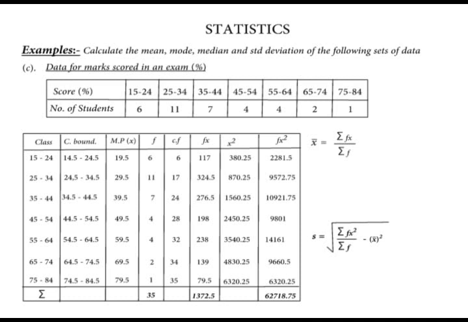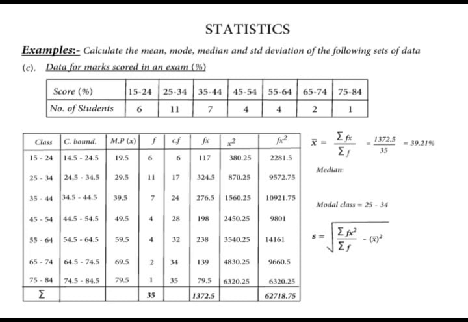So we are good. Mean is equal to summation of fx over summation of f, which is equal to 1372.5 over 35, and that gives us 39.21. Modal class, the one with the highest frequency, is 25 to 34.